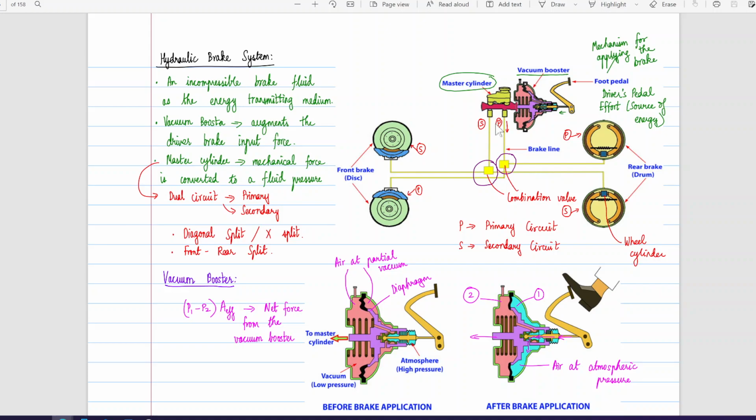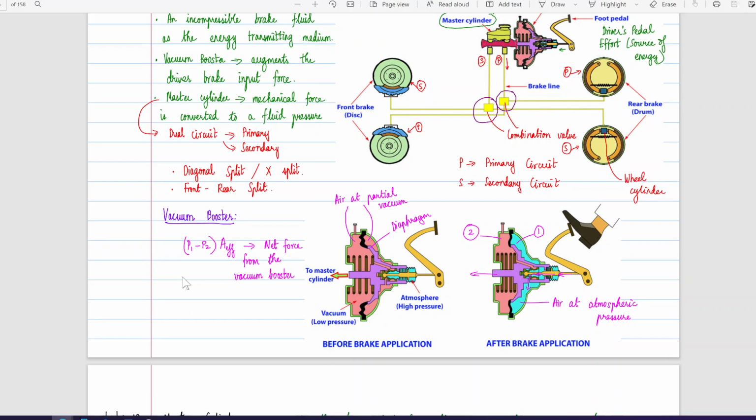Okay, so the primary line goes to two wheels which are diagonally opposite, and the secondary line also goes to two wheels which are the other two wheels, which is again a diagonal. So in case of one of the circuit failures, we will still be able to have sufficient robustness to stop the vehicle and not completely lose out on this braking functionality. Okay, so let's take a look at the vacuum booster.